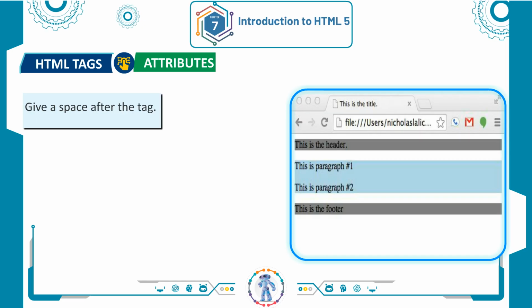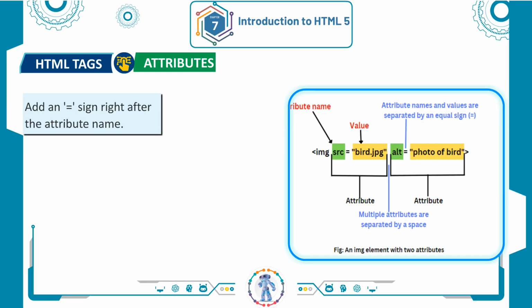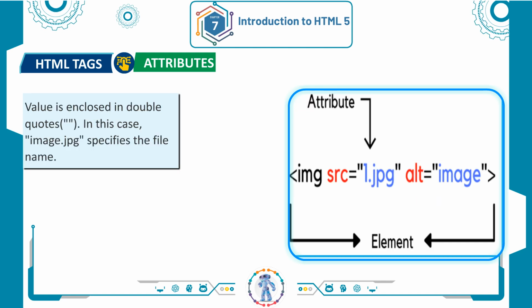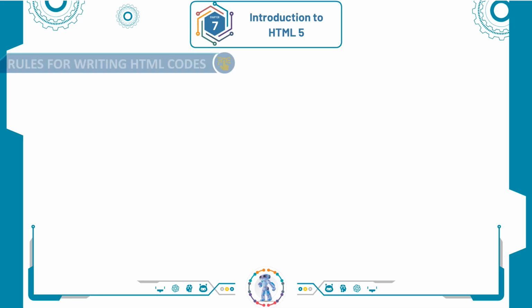For example, give a space after the tag name. Add an equal sign right after the attribute name. The value is enclosed in double quotes. In this case, image.jpg specifies the file name. Another example of an empty element.